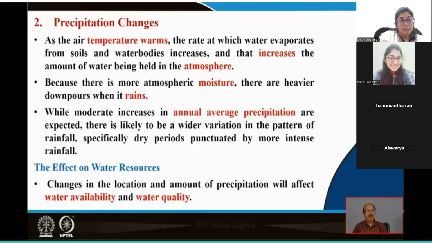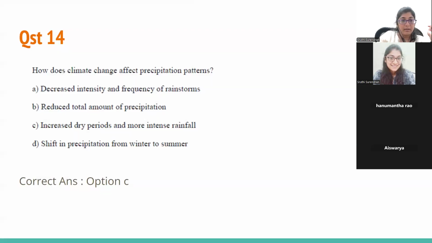Moderate the changes. Global warming is going to result in a huge amount of water vapor available in the atmosphere. This is going to result in increased intensity of rainfall, and dry periods also will be there. So option C here would be the right answer in this question. I'll modify this slide and I'll be publishing it in the sheet.